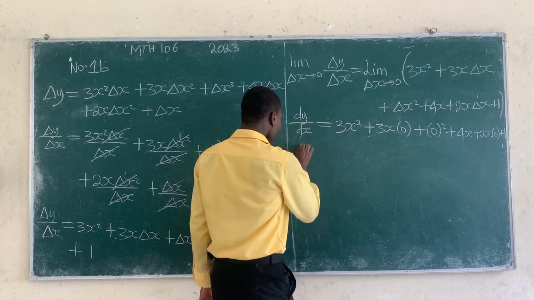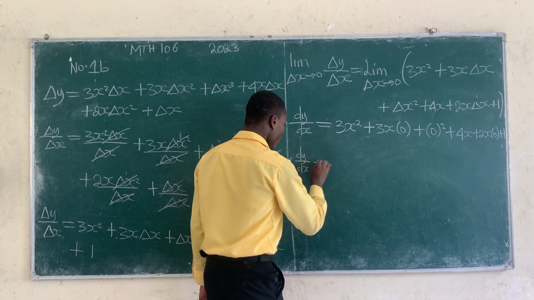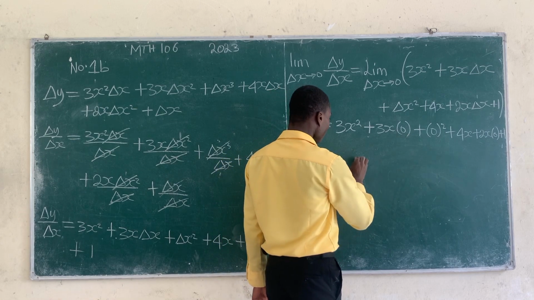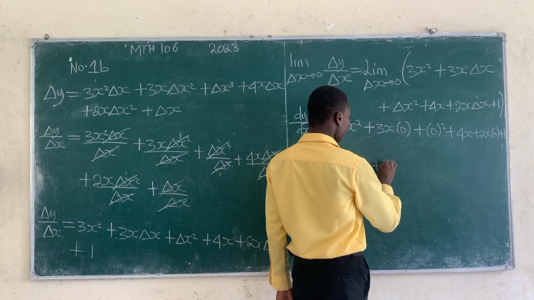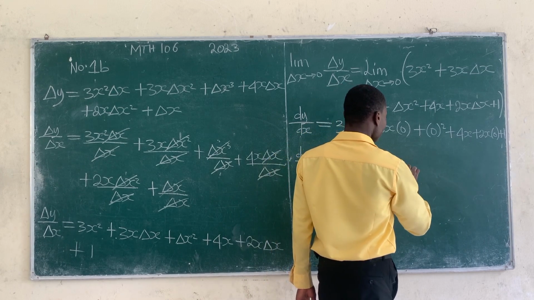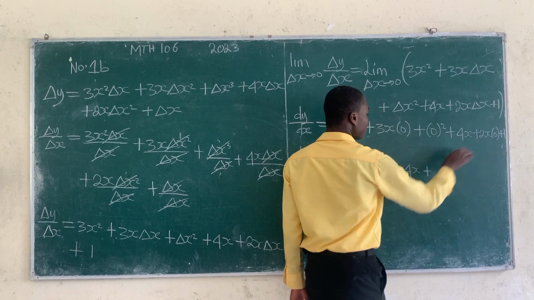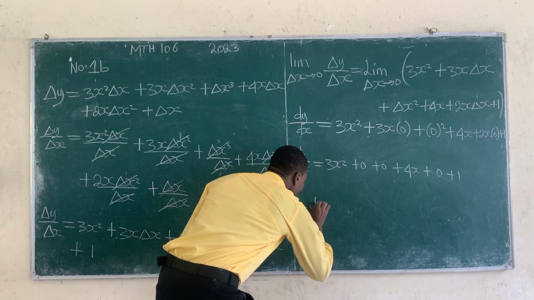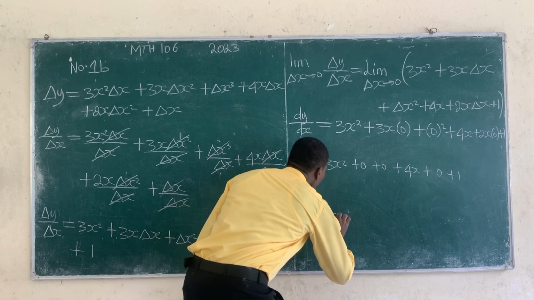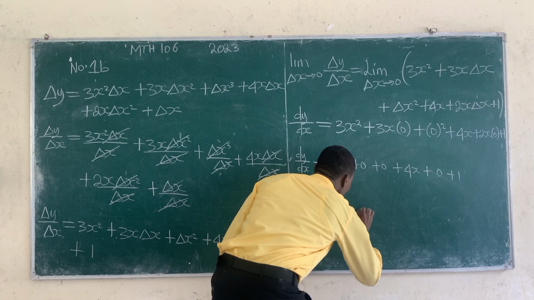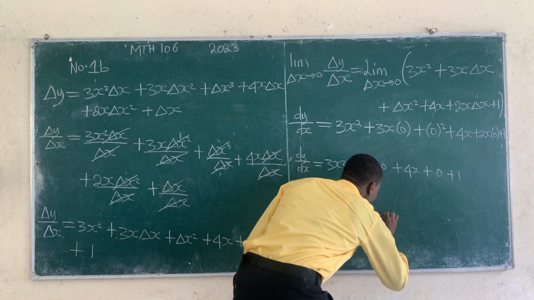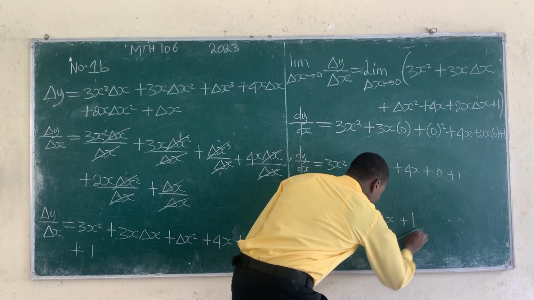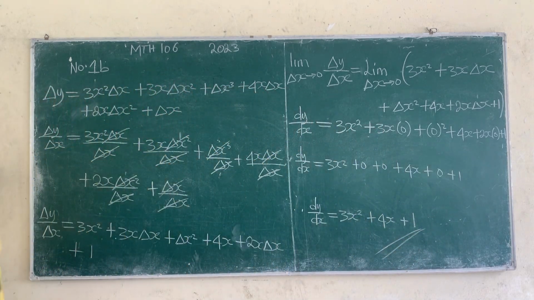That's what we have. So dy dx will be equal to 3x squared, 3x times 0 is 0, plus 0 squared is 0, plus 4x, plus 2x times 0 is 0, plus 1. So therefore, dy dx is equal to 3x squared plus 4x plus 1. And that is the answer to that given problem.